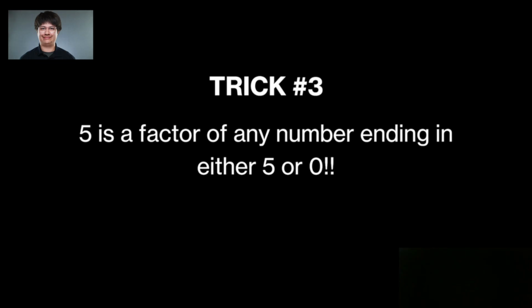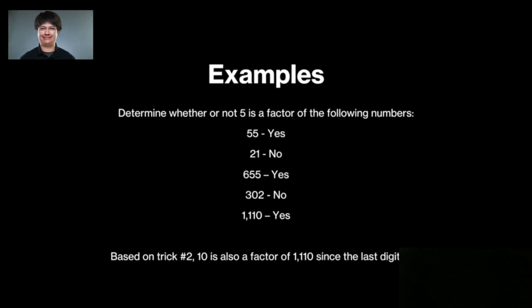Let's go ahead and try out some examples here. So we're going to determine if 5 is a factor of the following numbers or not. And so for 55 here, yes, because the last digit is 5. Okay, well what about 21? No, because the last digit is 1. So 655? Yes, because the last digit is 5. 302? No, 2 is the last digit, so it won't work here.